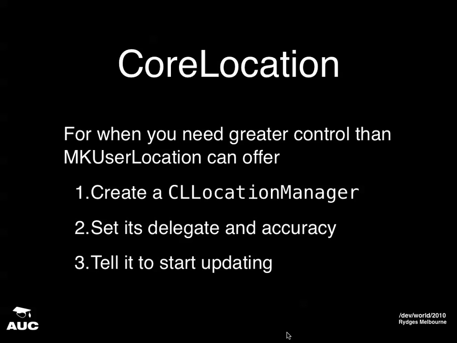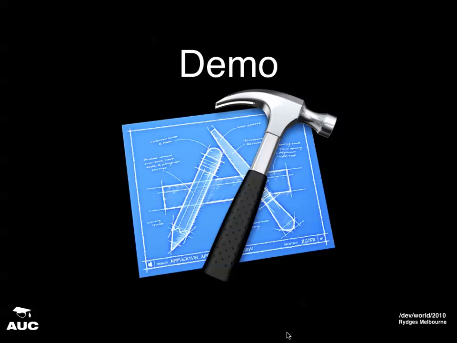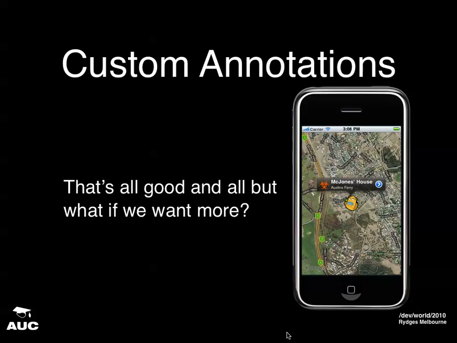You then tell it to start updating, and every time it gets a location from the GPS, it tells its delegate. The nice thing about this is it tells its delegate when that happens, but it also tells you your old location as well as your new. So that it allows you to sort of do a bit more thinking depending on whether you want to actually bother moving the map if they've only moved, say, a meter. There's no point in really moving the map that tiny little bit if they've only moved that little. So it's just a nice way to get better control. I'm not going to do the demo because I'm running a little slowly. That's why I put that demo in there in case I was running slowly. So, you know, that's great so far.